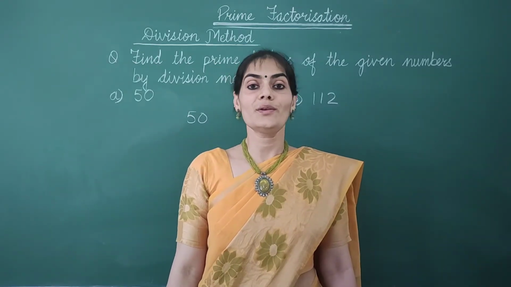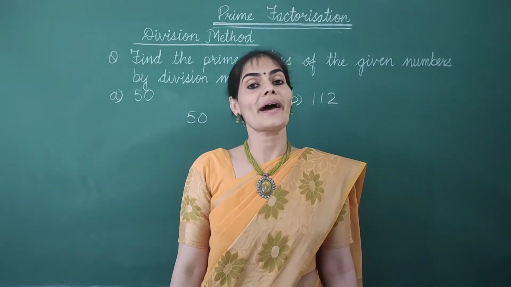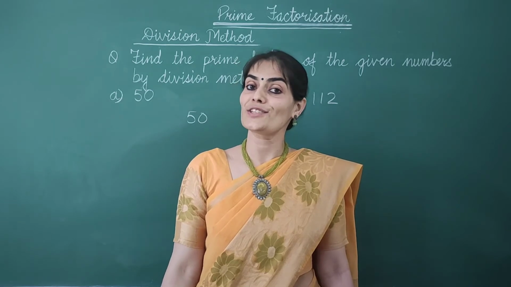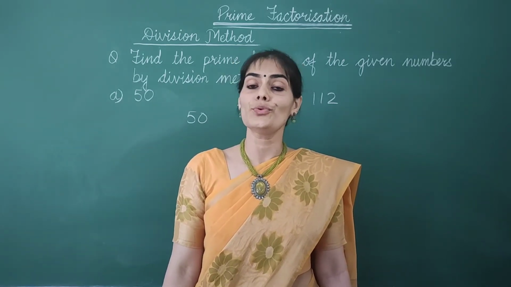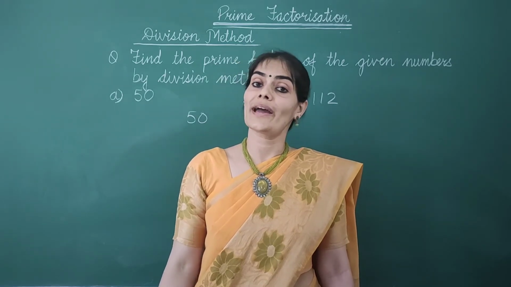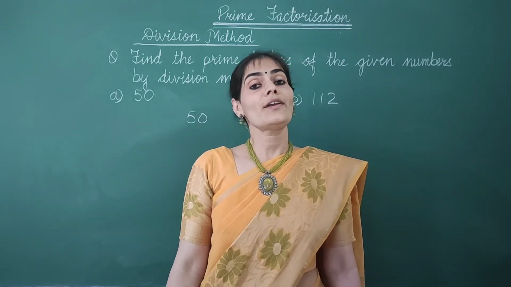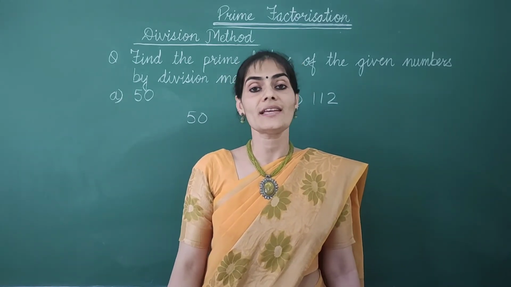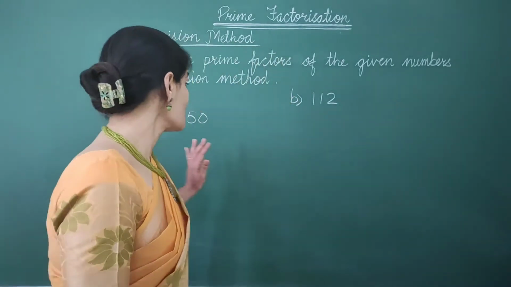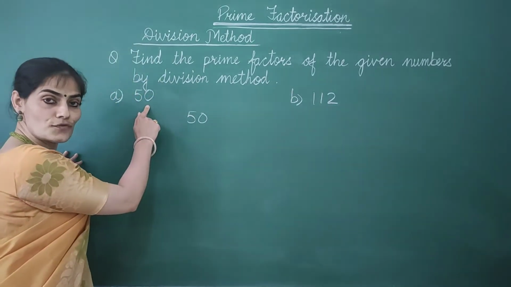In this method, we divide the given number by the first prime number, that is 2. If the given number is not divisible by 2, we try dividing it by the next prime number. And we will keep repeating this process until the dividend is 1. So let's start with part A, which is 50.